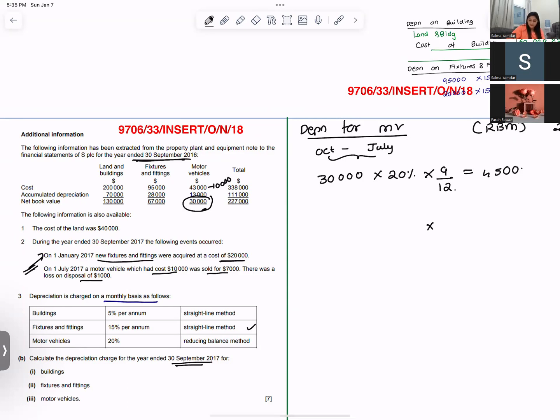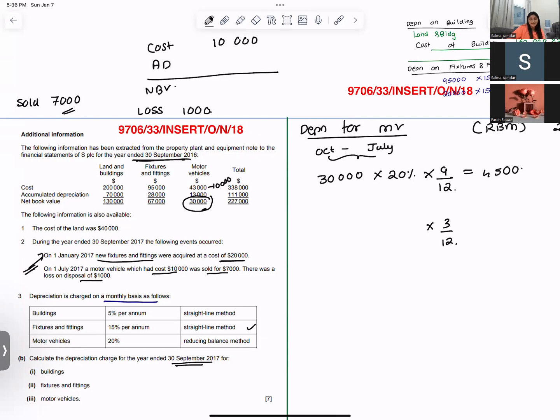Now on 1st July, you have to calculate depreciation for the remaining assets. On the 1st of July, an asset which had cost how much? 10,000. I don't know the accumulated depreciation on that asset. Do I know it? No. So the book value also I don't know. This was sold for how much? 7,000. And when I sold for this, you had a loss of 1,000.